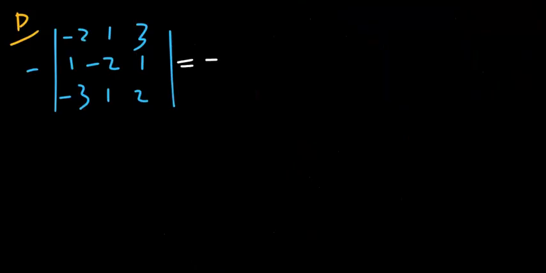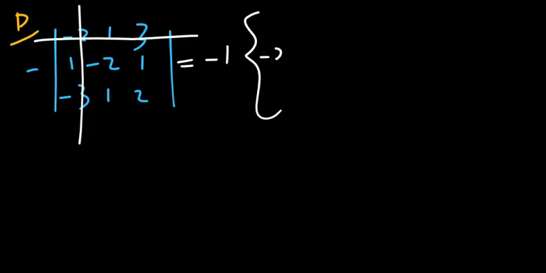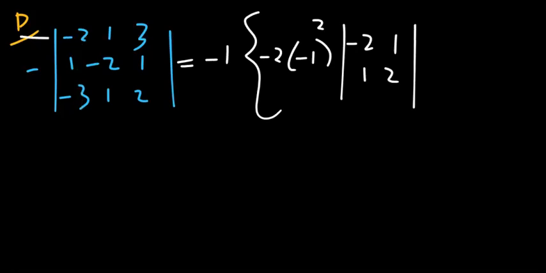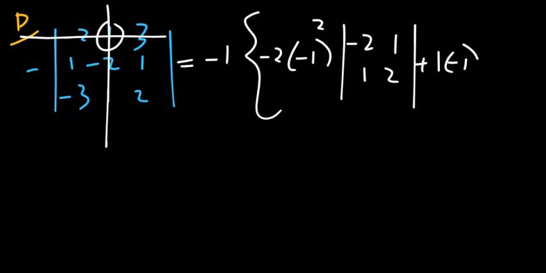So let's do this. The overall minus 1. We can deal with row 1. So the first element is minus 2. The cofactor is minus 1 to the power 1 plus 1, so that is 2. The remaining determinant is minus 2, 1, 1, 2. The second element is 1, so plus 1. The cofactor is minus 1 to the power 1 plus 2, so that is 3. The remaining determinant is 1, 1, minus 3, 2.